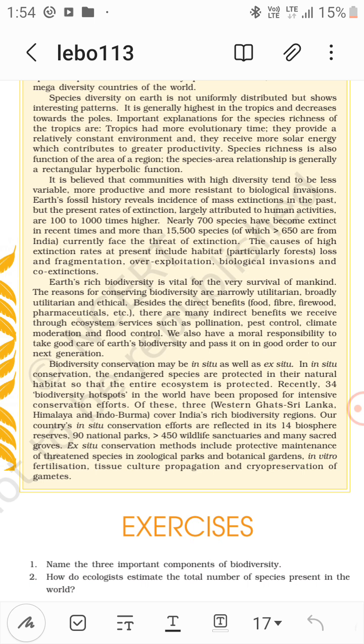Plant-animal relationships, so there is pollination, then pest control, and then climate moderation and flood control. Climate moderation and flood control are broadly utilitarian, that is, indirect benefits, right? So we also have a moral responsibility. Now we are getting direct and indirect benefits, so it's our responsibility.